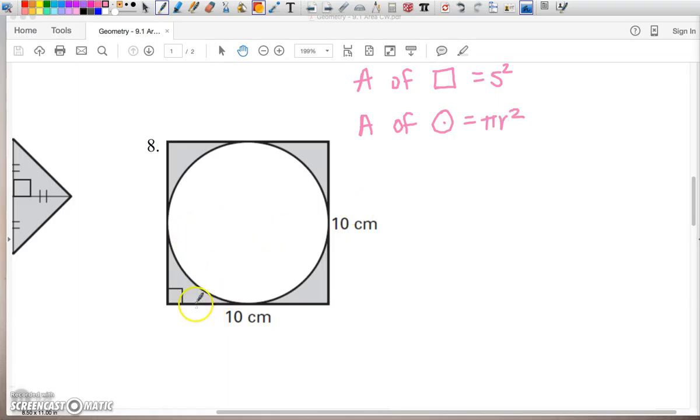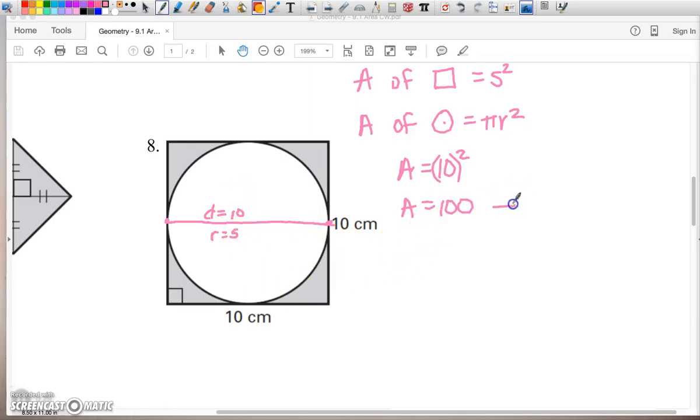Well, if you're looking at the side length of this square, you could say it's connecting this point, right? So from here to here to here, it's that same distance. So from here straight across is 10, which means that's the diameter of the circle. So if the diameter is 10, then the radius is 5. So to find the area of the square, we take 10 and we square it. So our area of our square is 100.